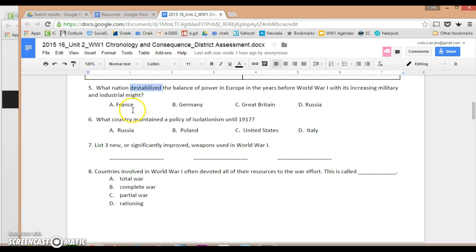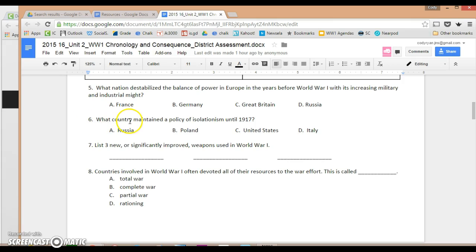Destabilized. This question says, which nation destabilized? Destabilized means like made unsettled or made it so that there wasn't going to be peace. So what nation destabilized the balance of power in Europe in the years before World War I with its increasing military and industrial might? So some country built up their military and started building a lot of factories, and that really destabilized Europe and made it more likely that war would start. Would you say that's France, Germany, Great Britain, or Russia?